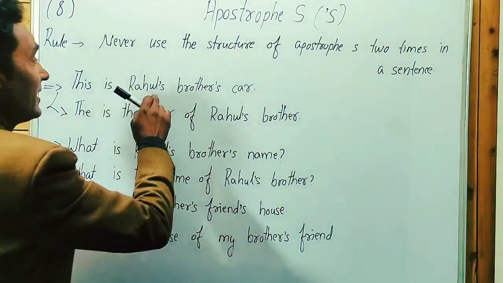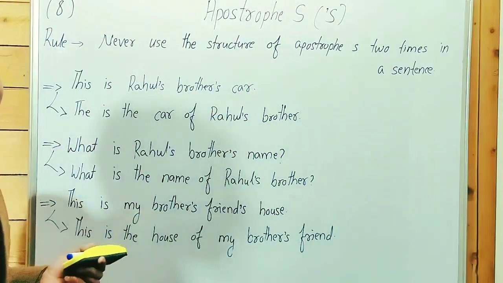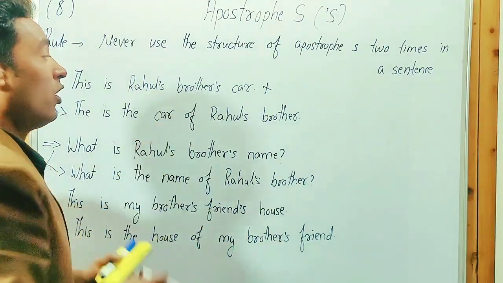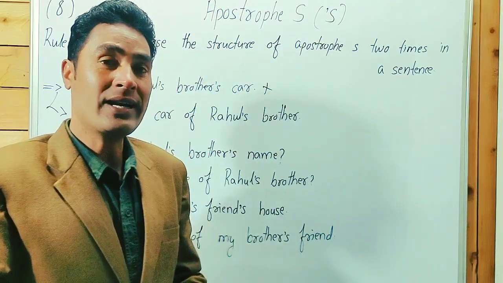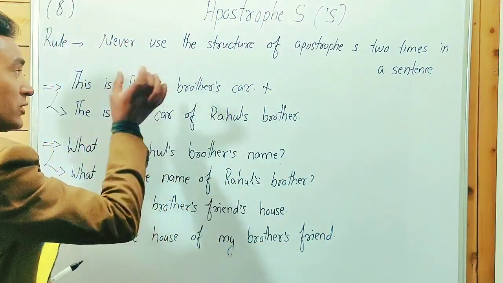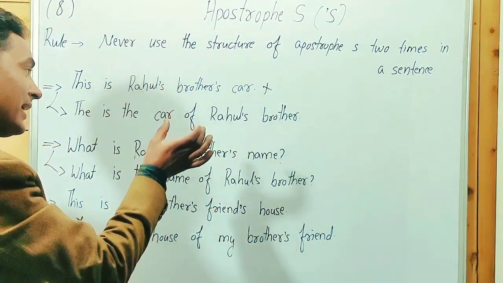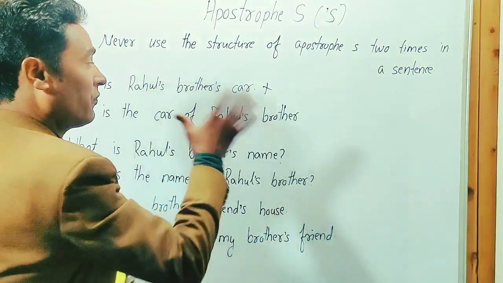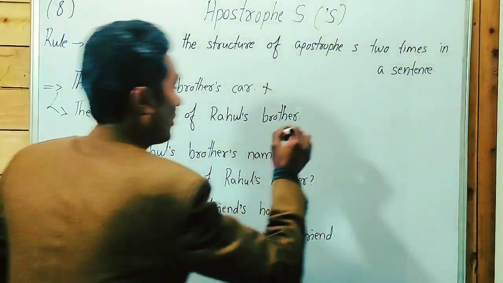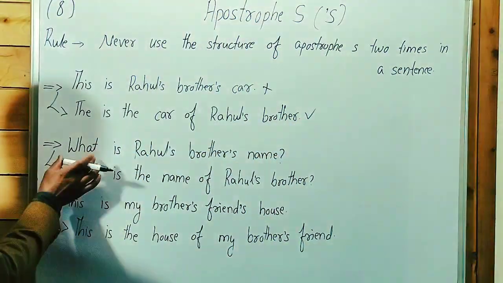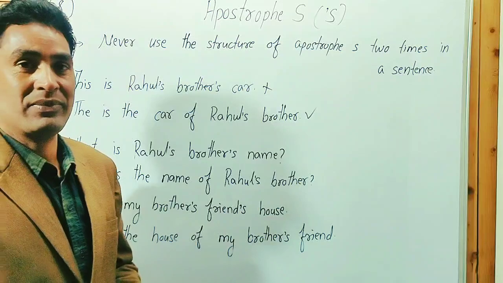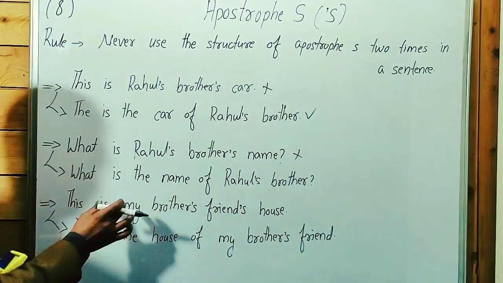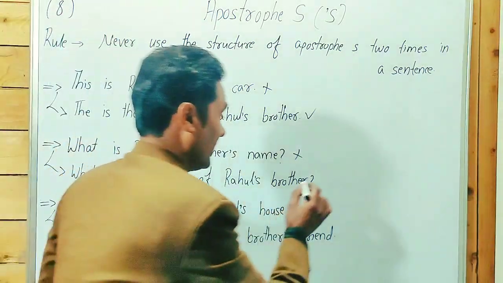This is Rahul's brother's car. This is an incorrect sentence. We have to write, this is the car of Rahul's brother. We can't use the apostrophe s structure two times. We have to use the of system the second time. This is the car of Rahul's brother will be correct. What is Rahul's brother's name? It's an incorrect sentence. We have to say, what is the name of Rahul's brother?